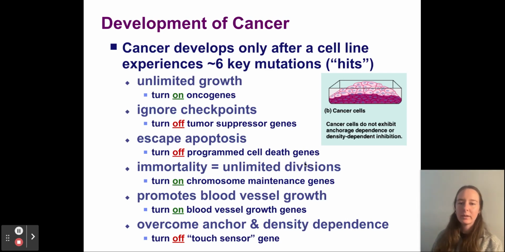We haven't quite talked about this, but just another example. Promotes blood vessel growth. Again, these are other examples, not super important. But we did learn about overcoming anchor and density dependence. So we're turning off a touch sensor gene. There are certain proteins in the cell membrane that allow the cell to recognize cells around it. And if those proteins aren't created, then the cells aren't able to understand that, wait, there are too many cells around me, we're too dense, we should stop dividing. So they're going to basically keep dividing without stopping.